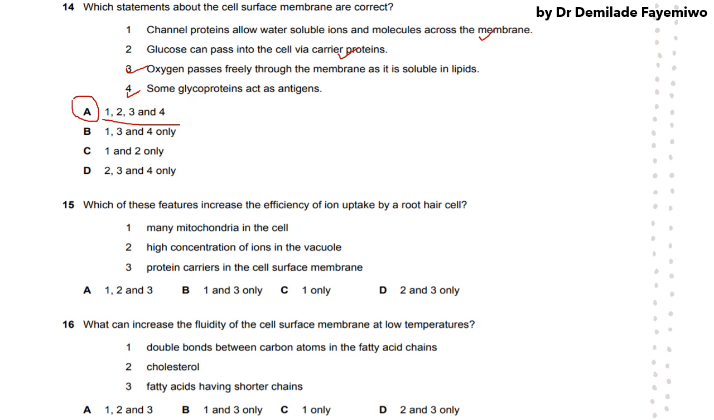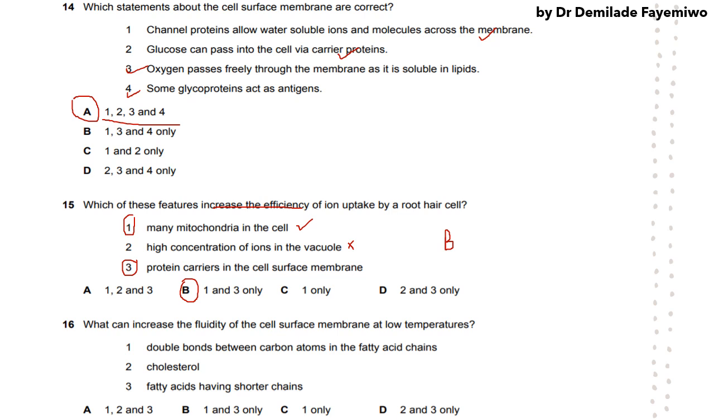Ion uptake efficiency by a root hair cell could be a result of active transport if you have a high concentration inside the root hair anyway. So 1 could be correct. High concentration of ions in the vacuole would not necessarily increase the efficiency. Let's focus on what the question says: what increases the efficiency? So high concentration of ions in the vacuoles has no impact whatsoever on efficiency. Protein carriers in the cell surface membrane, certainly they would help. Based on this, I would go with B for this question, that number 15 is B. And I hope that you're able to find that it is B as well.